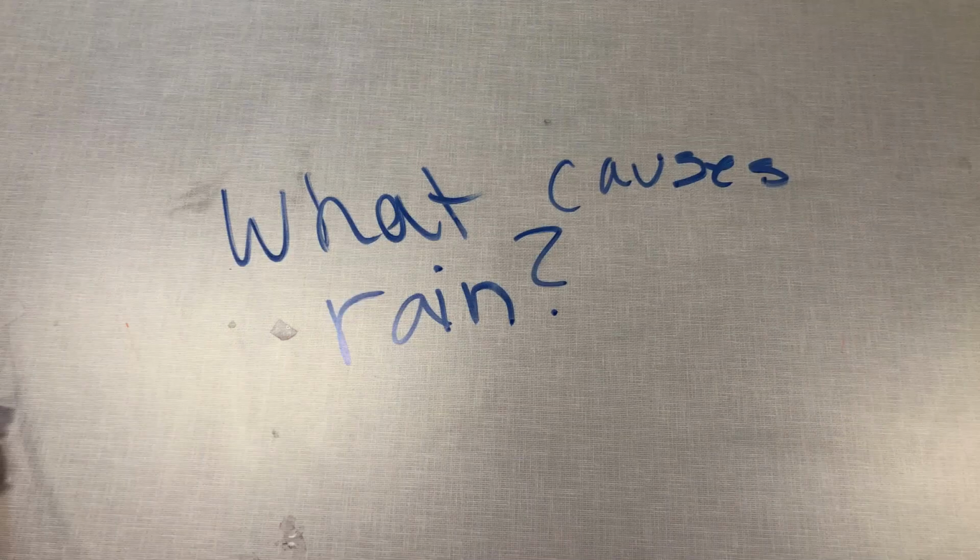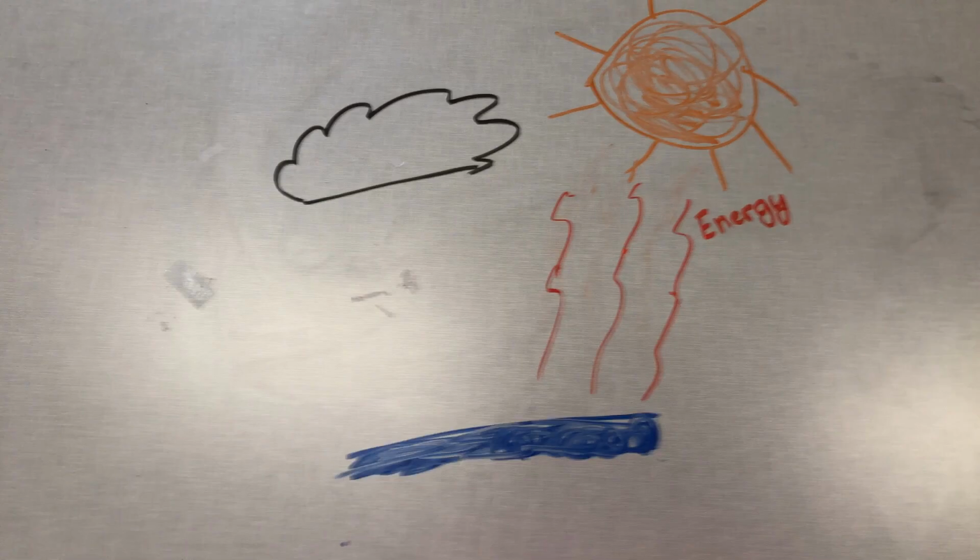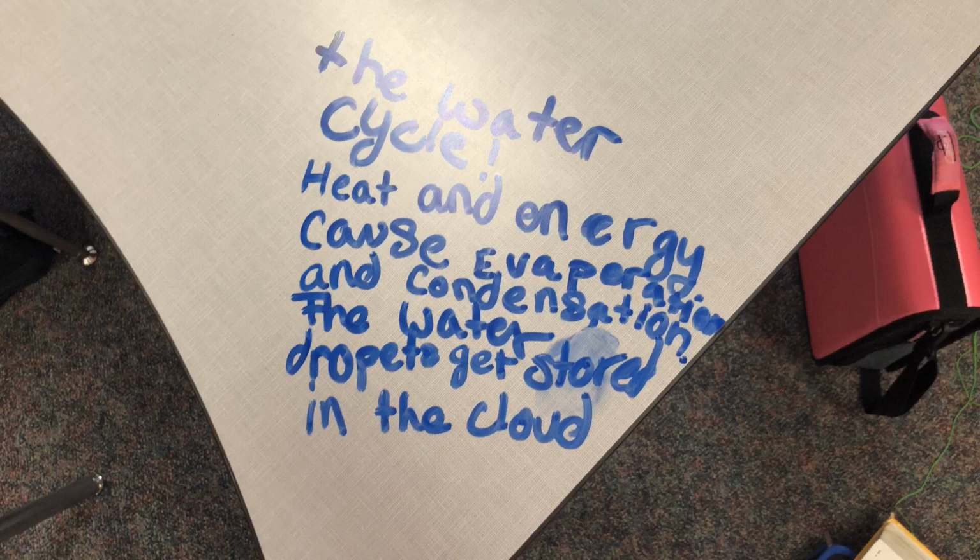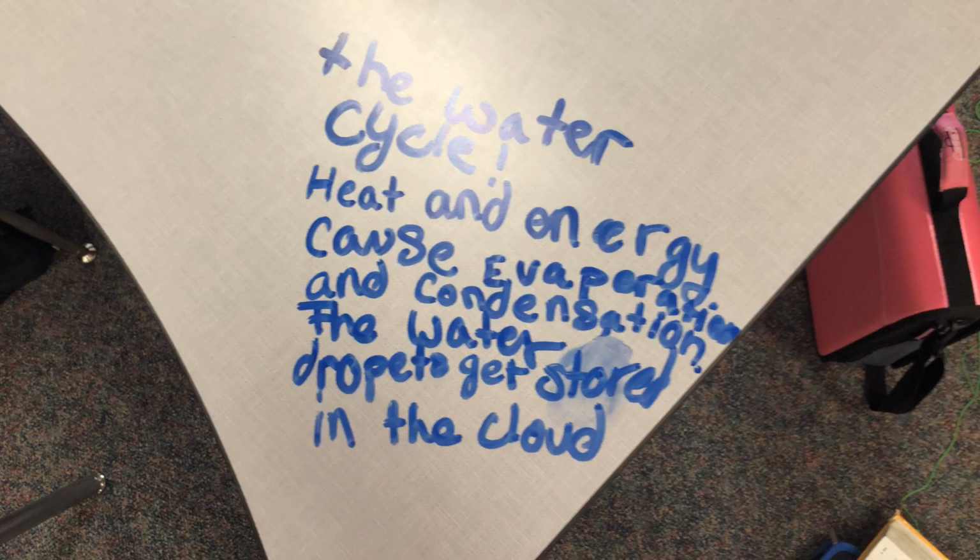What causes rain? The water cycle. Heat and energy cause evaporation and condensation. The water droplets get stored in the cloud. Once the cloud has enough water, it rains.